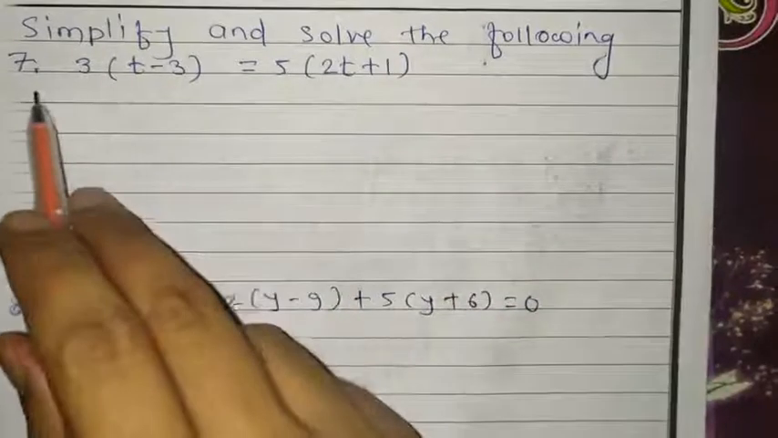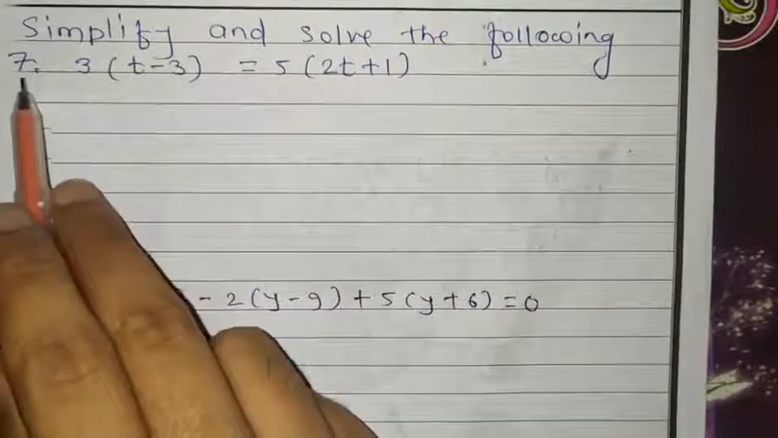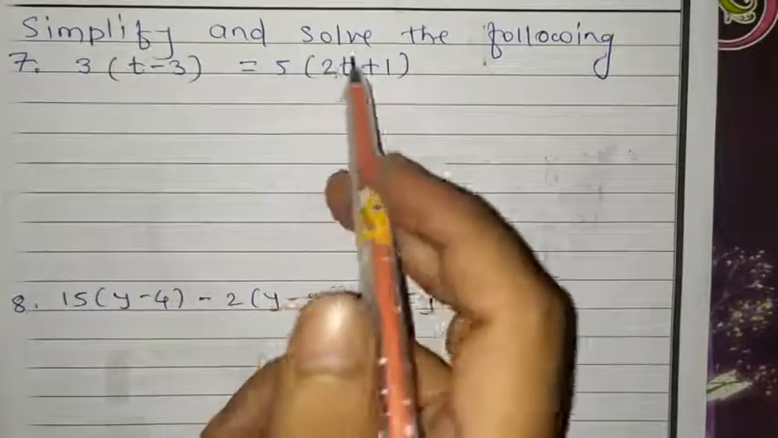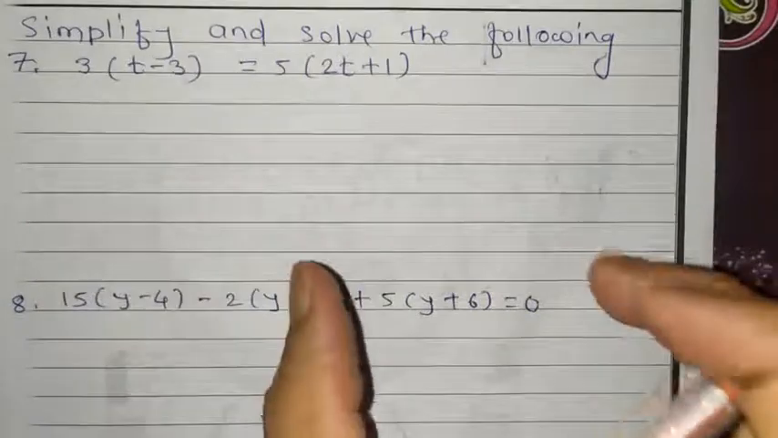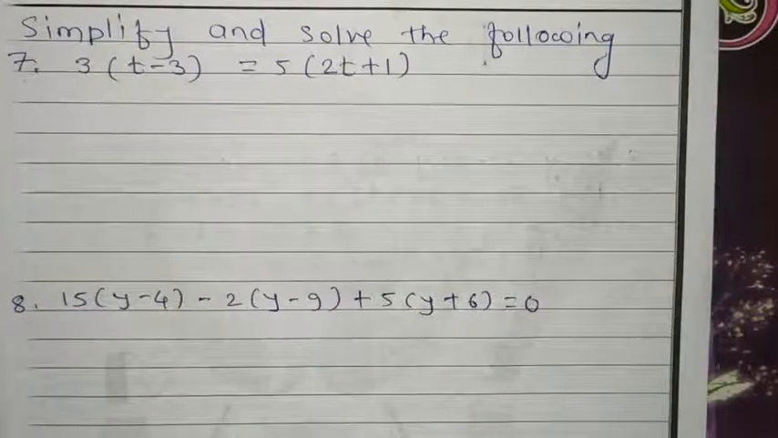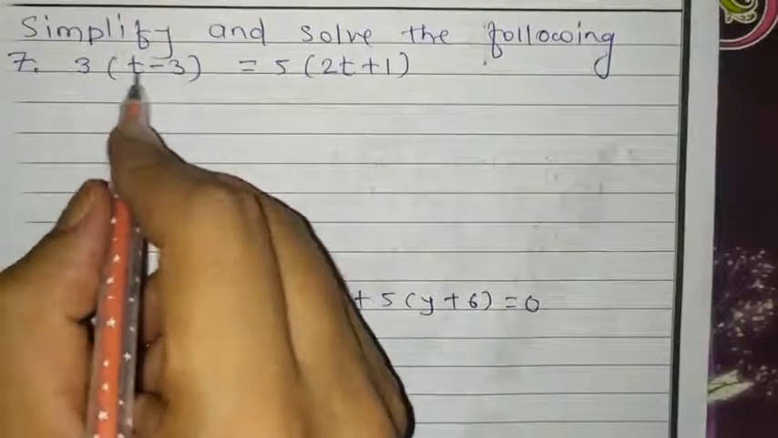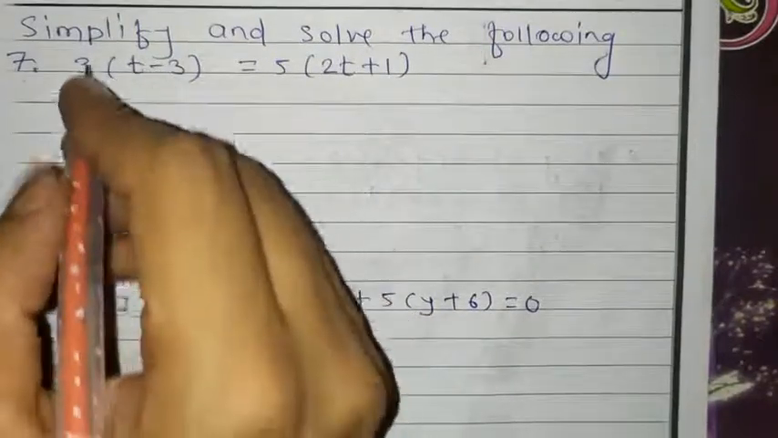Hello student, now here we are in the next question, number 7. Simplify and solve the following. It means you have to first simplify the equation so that you can easily solve. So let's get started. Here 3 is there, after that t minus 3, so you have to do multiplication.